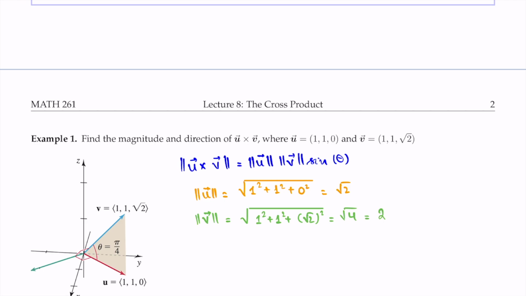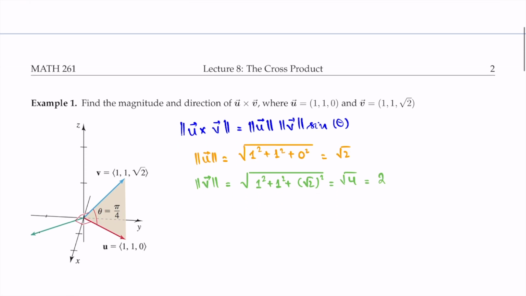Now, what about the angle between the two vectors? When you look at the image right here, the angle theta equal to pi over 4 is given to us already. With this information, we go back to our formula of the magnitude of u cross v. You get the magnitude of u, square root of 2, times the magnitude of v, which is 2, times sine of theta, which is pi over 4 in this case. And you get 2 times root 2 times root 2 over 2, and the result is 2. So the magnitude of the cross product is going to be equal to 2.